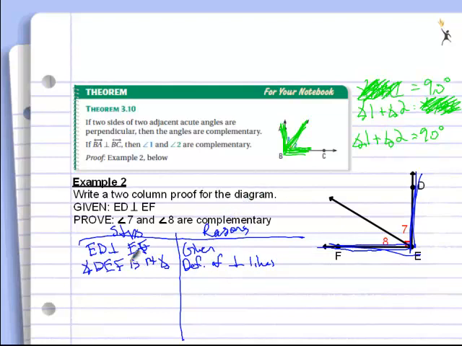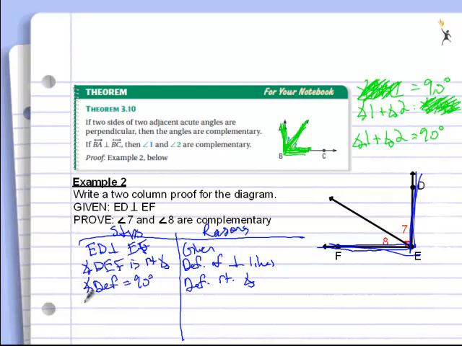Well, if DEF is a right angle, then angle DEF equals 90 degrees. That's the definition of a right angle. You can see we're using a lot of definitions, which is dumb, because everybody in the world knows that if something is a right angle, it's 90 degrees. We don't have to say that's the definition of a right angle.